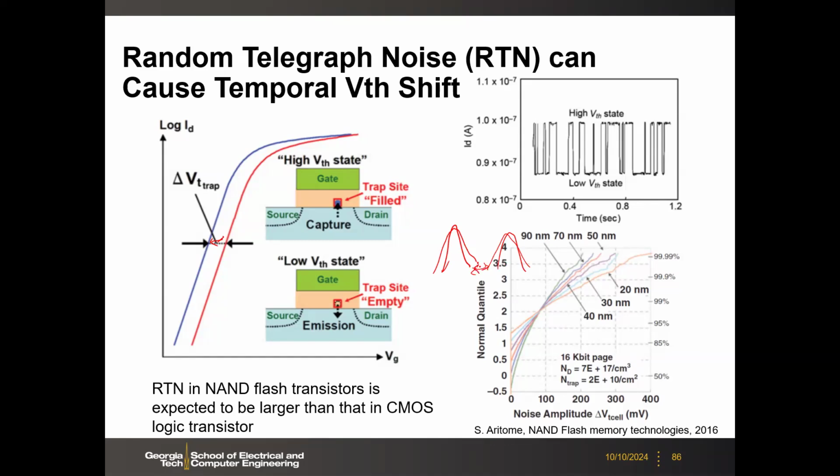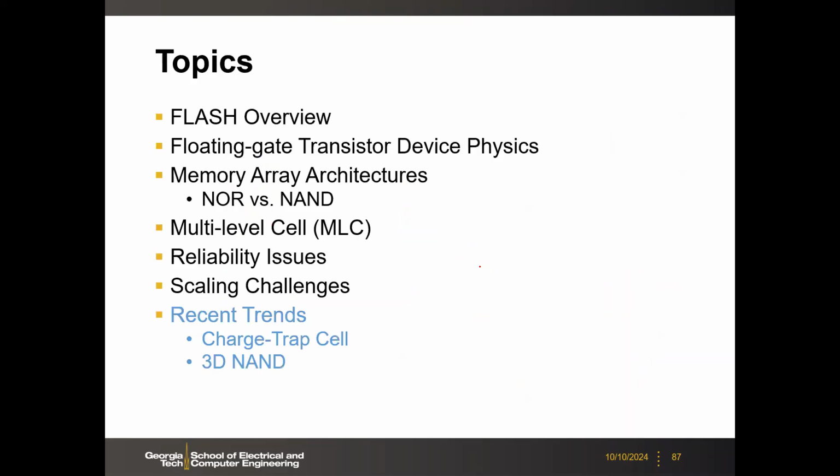So those are the challenges when we scale the flash transistor. That's why there's no solution beyond 10 nanometer in two-dimensional NAND flash, because those problems become so significant. That's why we need a new solution. So we will talk about the recent trends. The first one is the charge trap cell, and then we talk about 3D NAND.